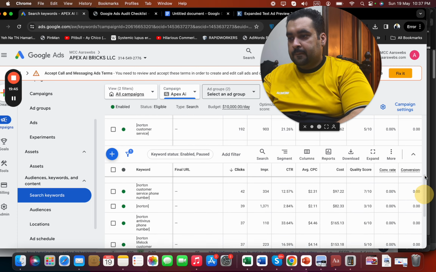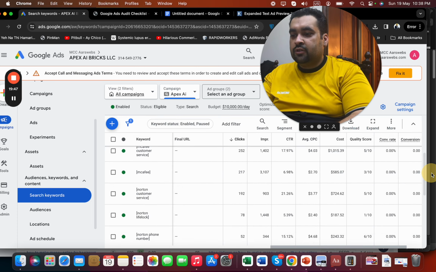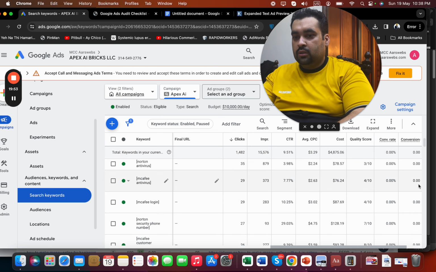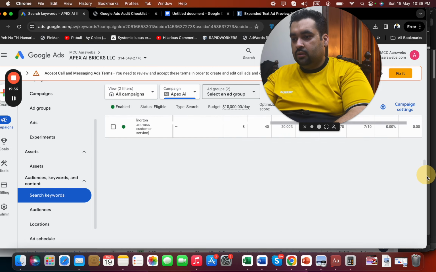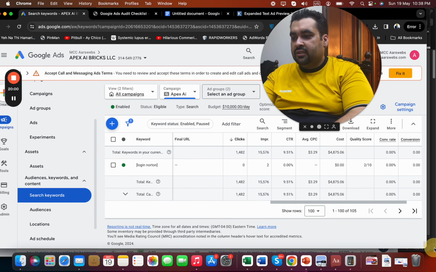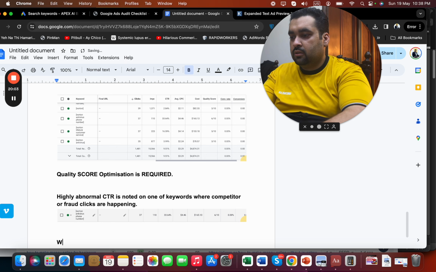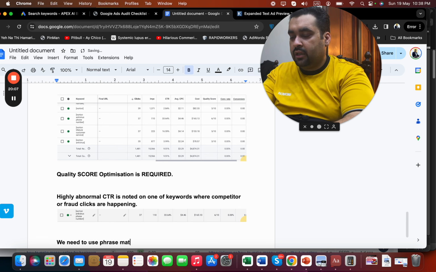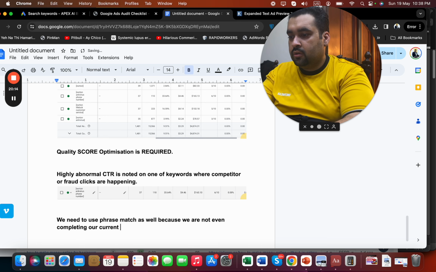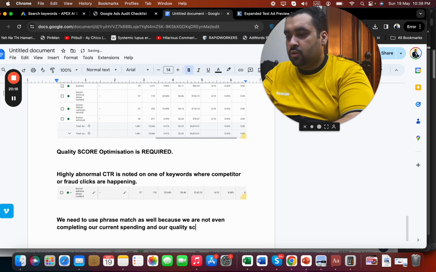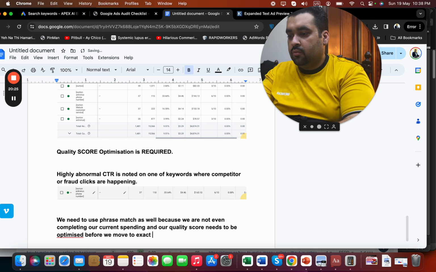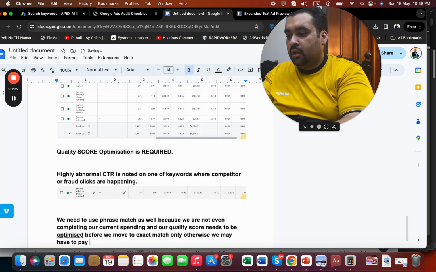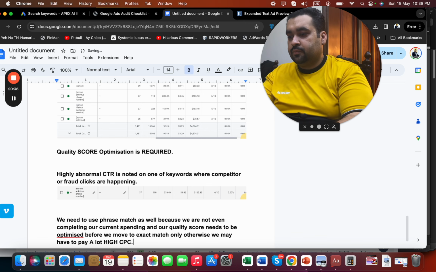So these are the basic keywords. We also need to add phrase match keywords. We have around 105 keywords. I'm going to look at the keyword general to see, okay, all they are using is exact match. We need to use phrase match as well, because we are not even completing our current spending, and our quality score needs to be optimized before we move to exact match only. Otherwise we may have to pay a much higher CPC.